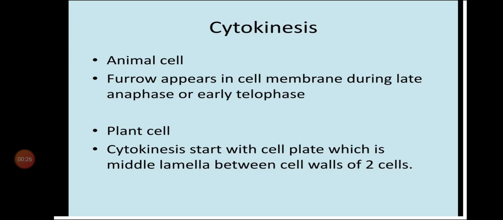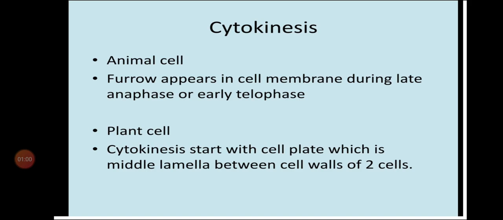In that we have studied the 4 phases of mitosis, that is prophase, metaphase, anaphase and telophase. After telophase, there occurs cytokinesis. Telophase was the final stage of karyokinesis, in which 2 daughter nuclei were formed at the end of the cell. So now let us study cytokinesis.